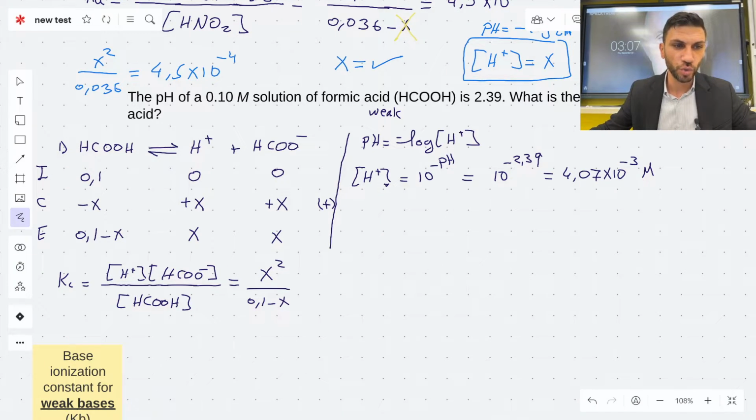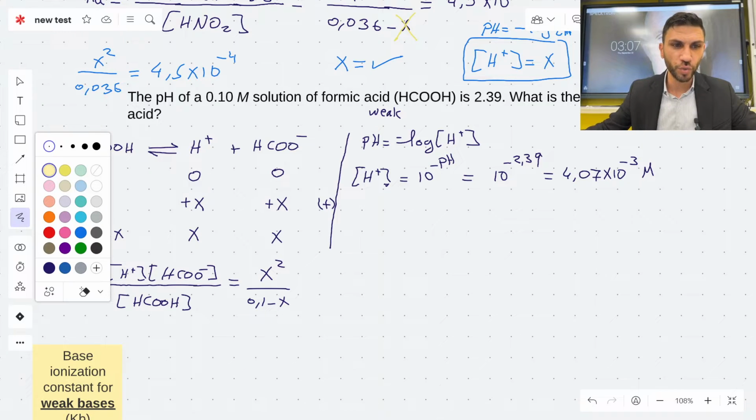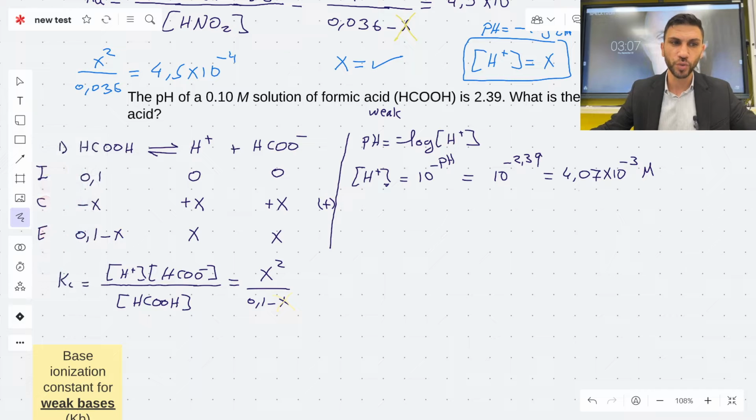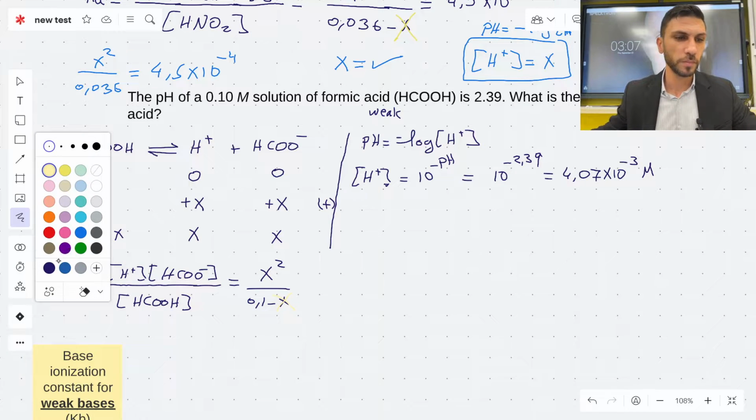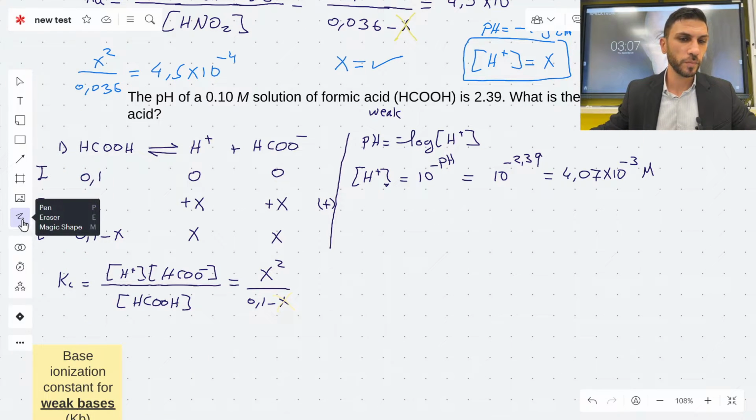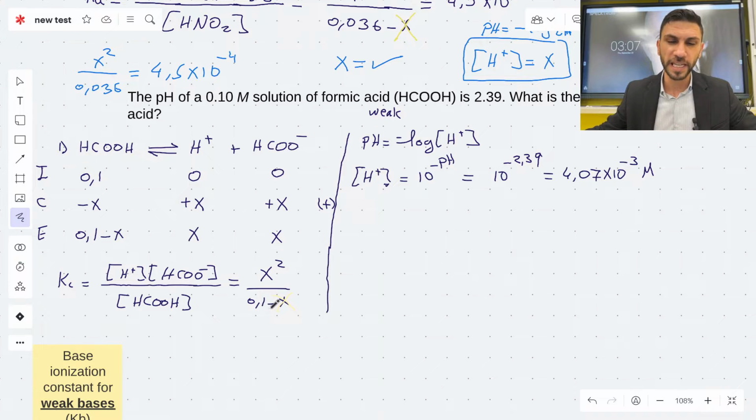And as I told you, for now, we're going to neglect this X. We're not going to involve it in this equation. Later on, we will learn when we neglect it and when we need to solve a quadratic equation.